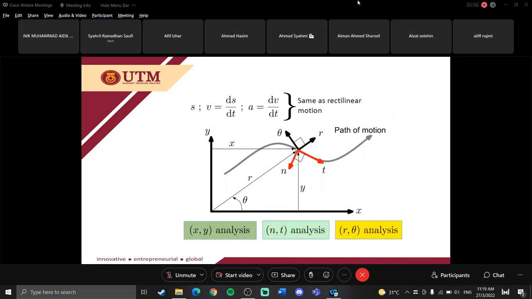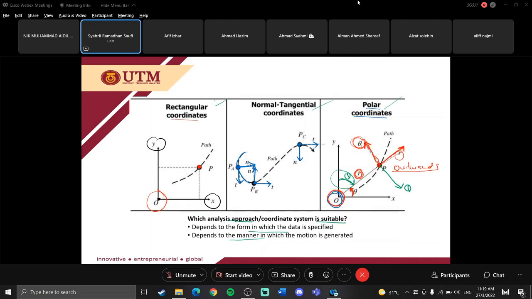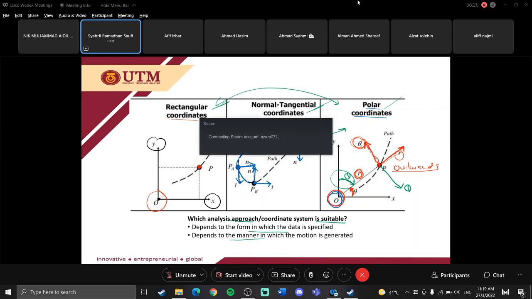Okay, so this is the combination analysis. In one analysis, sometimes we can combine the problem from rectangular coordinates with normal and tangential coordinates. So in one problem you will have two analyses that you need to do, or it can be a combination of rectangular with polar coordinates. It can be a combination of normal and tangential coordinates with polar coordinates. So in one analysis, sometimes you need to do two or three analyses together.